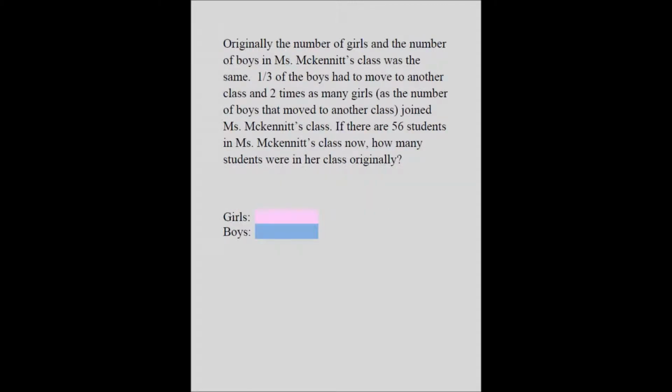So what we have here is a pictorial representation of the original scenario. In the original scenario, we had the same number of girls and boys in Miss Mckennitt's class. However, 1/3 of the boys left, so I'm going to cut the strip for the boys, and for convenience the girls too, in 3 equal parts. This is 1/3. This is 1/3 of the boys, and my handwriting is not the best when I'm using the mouse to write.